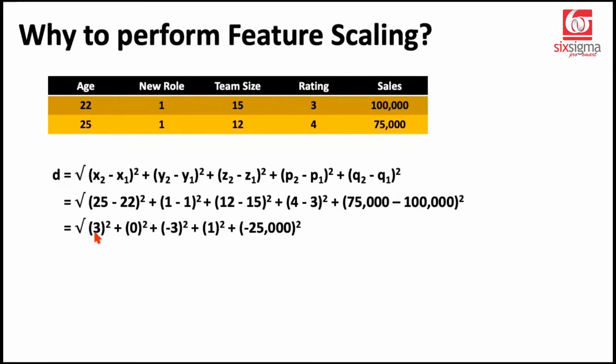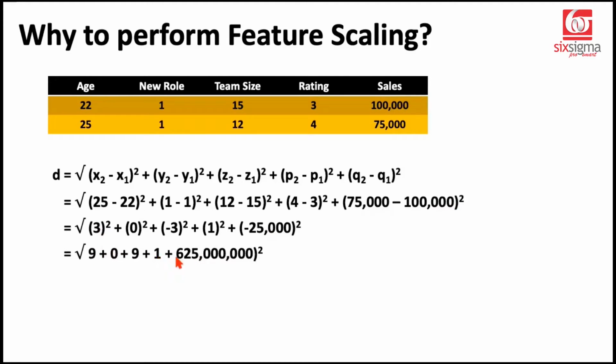So the next step is this. 25 minus 22 is 3. We're squaring and adding. 1 minus 1 is 0. So on and so forth. 75,000 minus 100,000 is negative 25,000. And that's what we're going to square. Like I said, because these are squared differences, writing 100,000 minus 75,000 or 75,000 minus 100,000 would not make a difference.